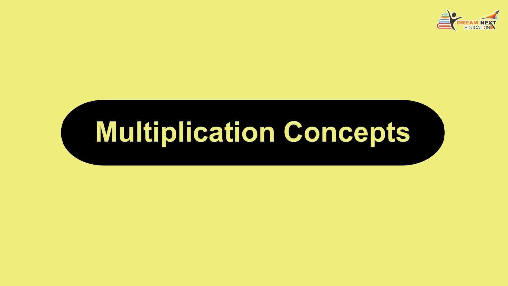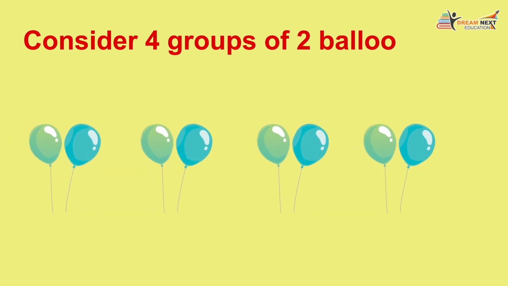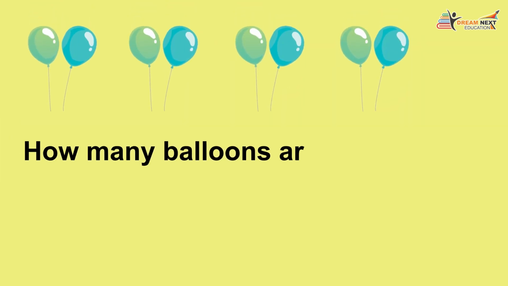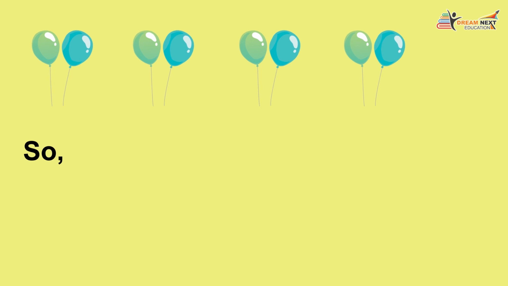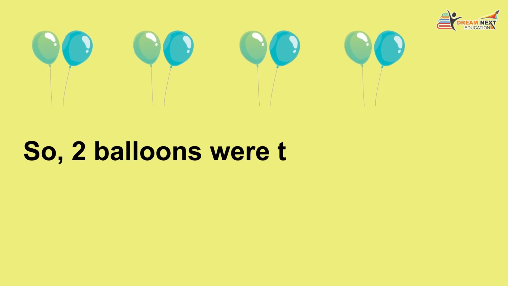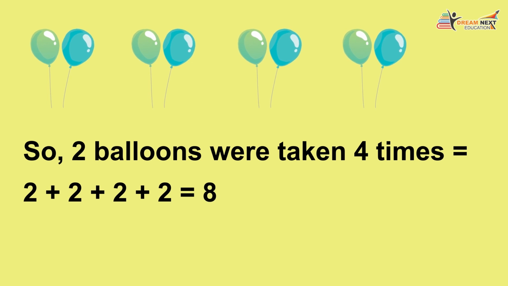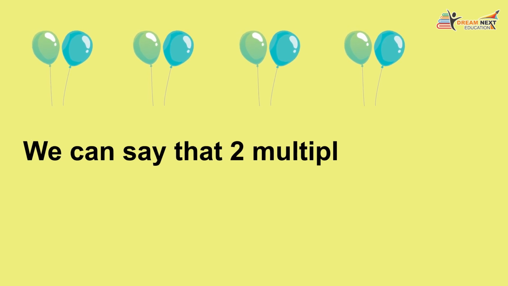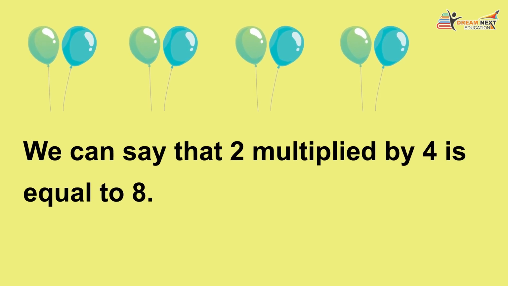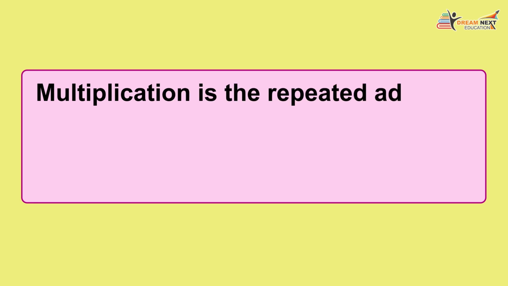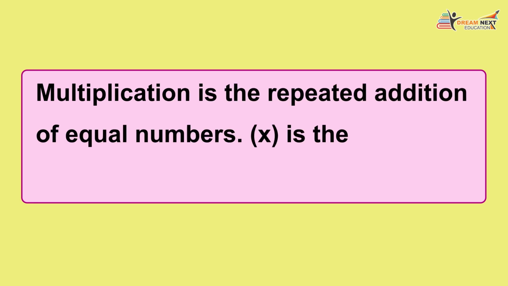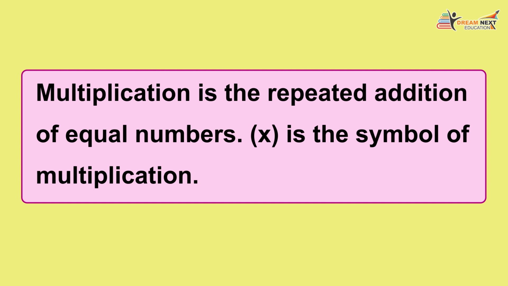Multiplication concept. Consider 4 groups of 2 balloons each. How many balloons are there in all groups? So 2 balloons taken 4 times is equal to 2 plus 2 plus 2 plus 2 is equal to 8. We can say that 2 multiplied by 4 is equal to 8. Multiplication is the repeated addition of equal numbers. Into is the symbol of multiplication.